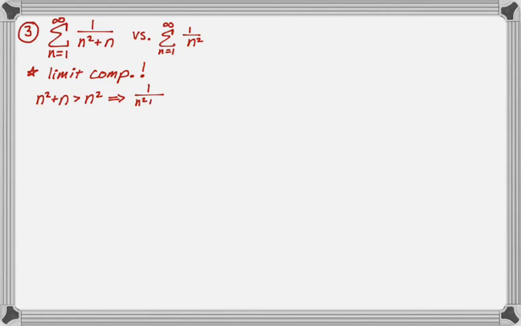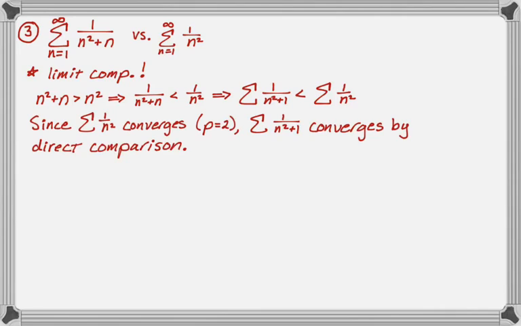But this implies that the reciprocal is smaller, which means if I add up all the terms, I know that the sum of all these terms is going to be less than the sum of all these terms, and now I'm ready to say that this thing converges. So I'm just going to write it out, and then I'll read it. Since the sum of 1 over n squared converges, it's a p-series where p equals 2, and if p is greater than 1, it converges. We know that the sum of 1 over n squared plus n converges by direct comparison. So that's a good example of using direct comparison.